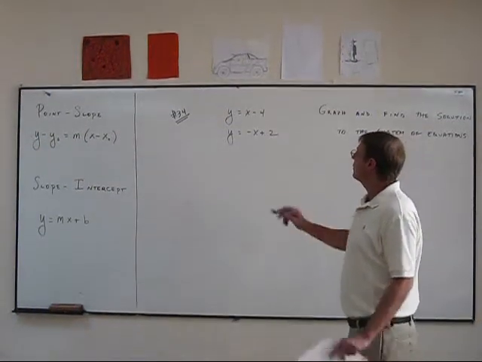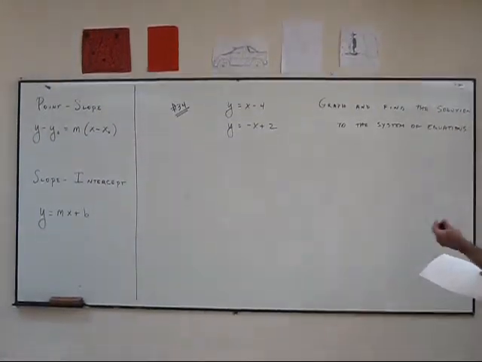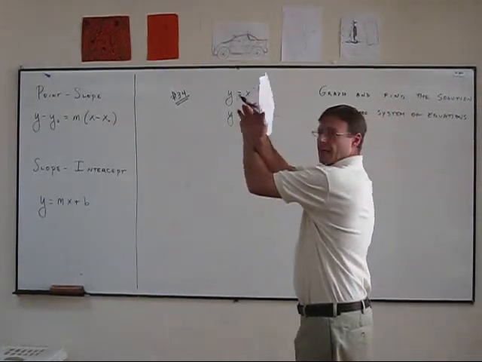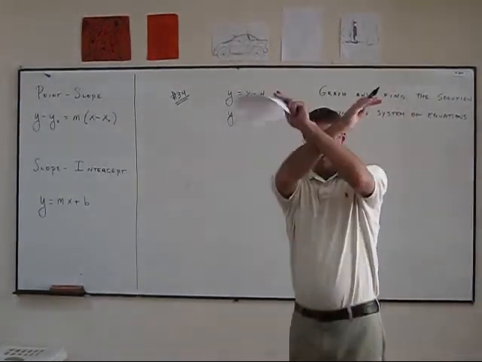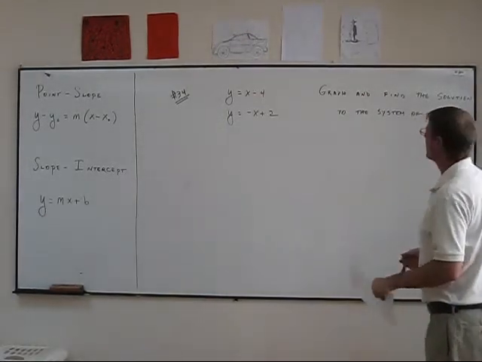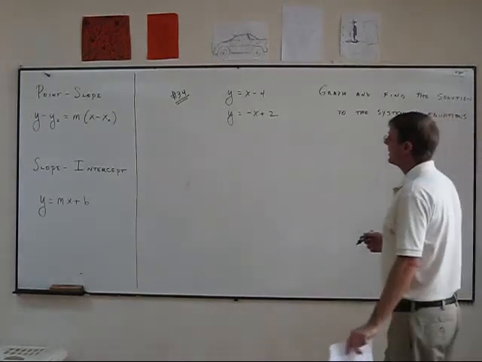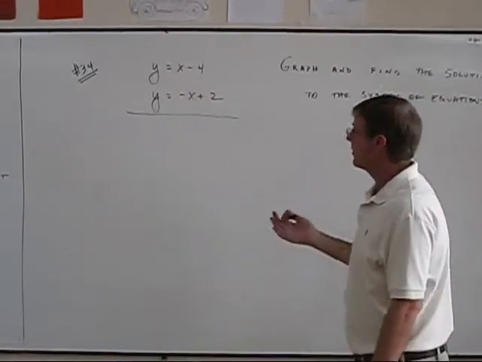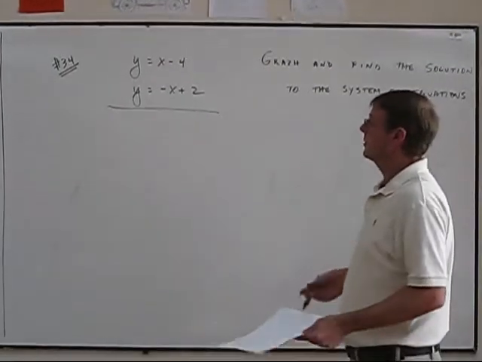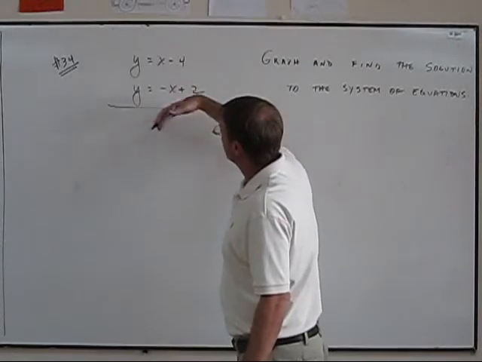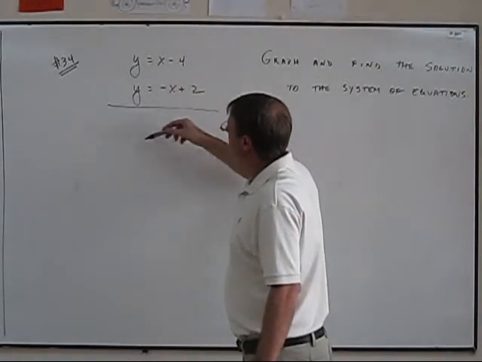Okay, number 34. We have a system of equations, which means we have two lines, and they usually intersect. They don't always, but they usually intersect in a point. So we want to find that point. And the way we're going to do that, the way we learned, is one thing we can do is subtract the equations to get rid of one of the variables, or add them, whatever you feel comfortable with. In this case, maybe we'll subtract the equations and get rid of the y's.